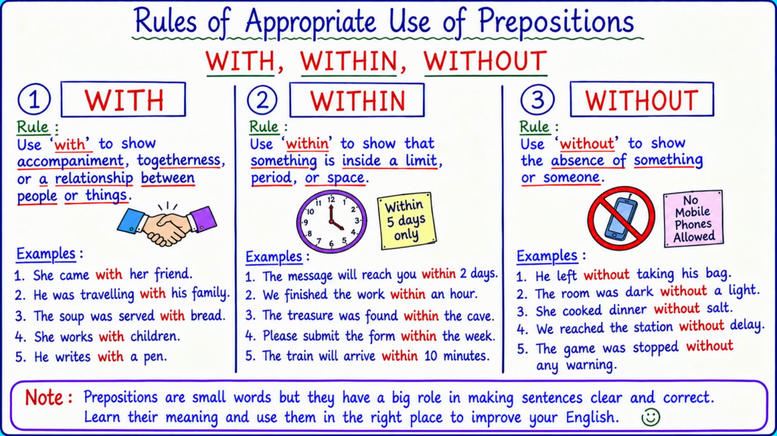Example 1. The message will reach you within 2 days. This means the message will arrive at some point before the 2-day limit ends. Example 2. We finished the work within an hour. The work was completed before 1 hour had passed. Example 3. The treasure was found within the cave. Here, within means inside the boundaries of the cave.